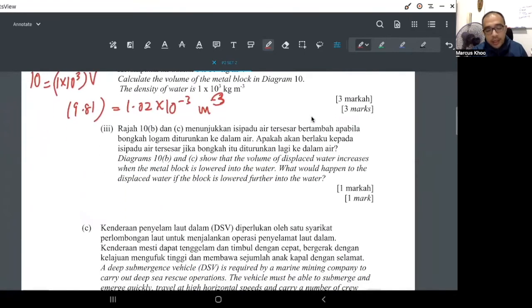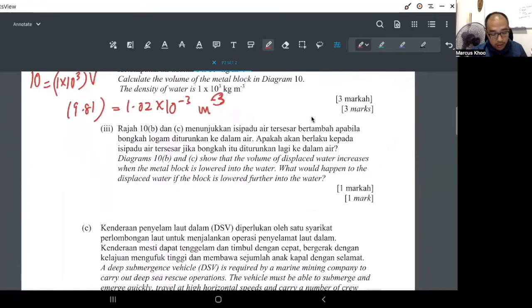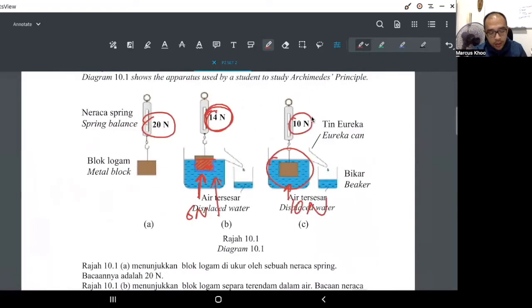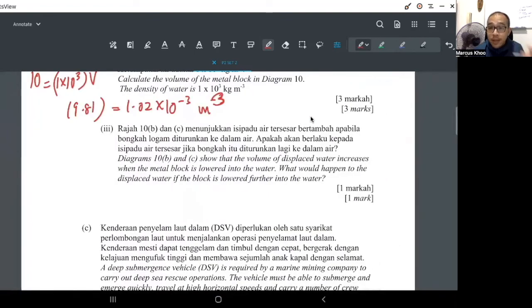Now, diagrams 10B and 10C show that the volume of displaced water increases when the metal block is lowered into the water. Take a look at this. The volume of displaced water. So the more you push inside, the more water will come out, as shown in 10B and 10C. The question is, what will happen to the displaced water if the block is lowered further into the water? You push the block in some more.